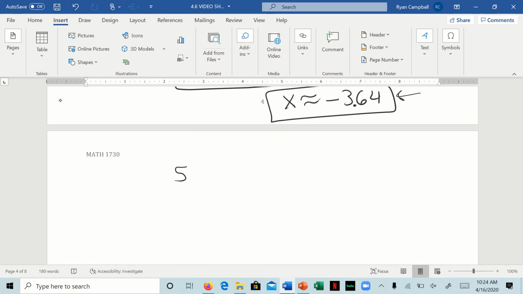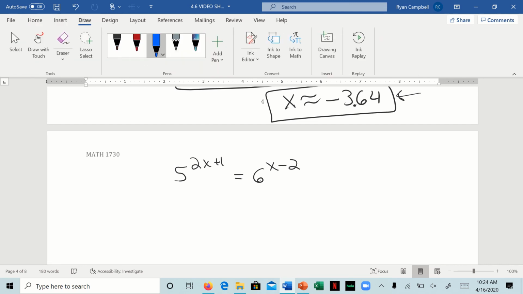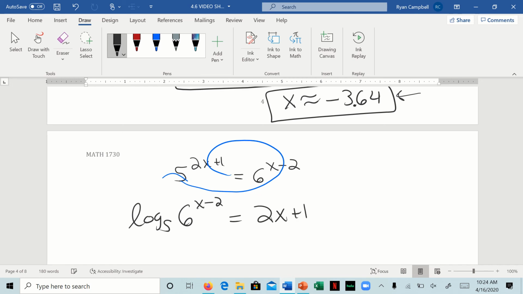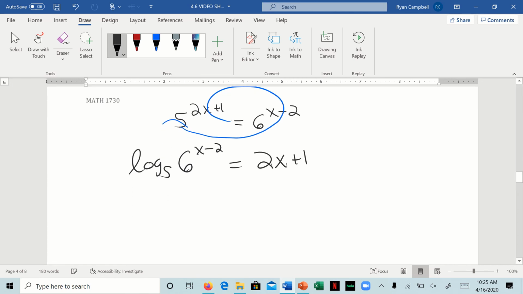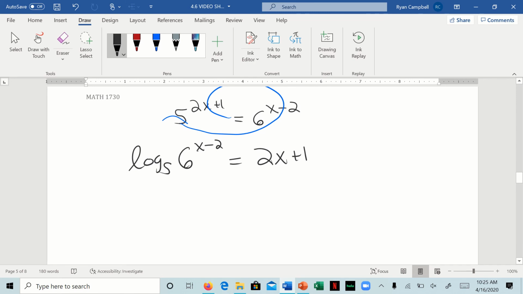So if we have 5 to the 2x plus 1 equals 6 to the x minus 2, we can do the snail method. We can turn it into logarithms, right? So it would be log base 5 of 6 to the x minus 2 equals 2x plus 1. And we can do the same thing that we already did, right? We can bring out that exponent, that's the log number 3 law. So x minus 2 times log base 5 of 6.